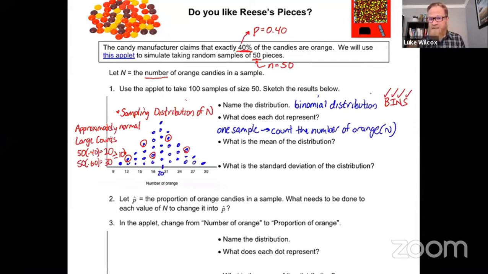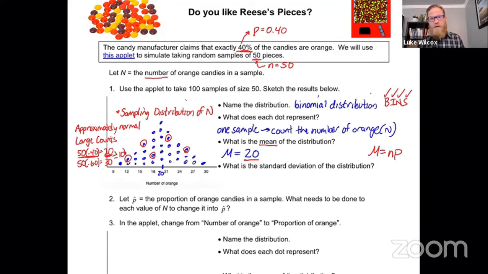Now let's talk about the center of the distribution by thinking about what the mean is. Just by looking at the picture here, I can see that the mean is 20, right? You can very clearly see that. But if you recall from Tuesday, we did have a formula for calculating the mean of a binomial distribution, which is n times p. And we know n times p over here is equal to 20. So that confirms our answer and what we see in the dot plot, that 20 is the mean of this distribution.